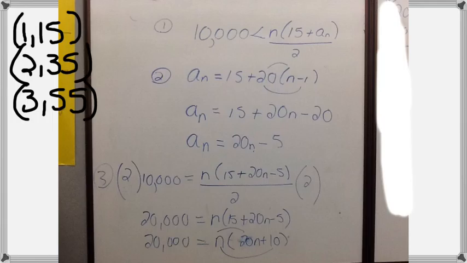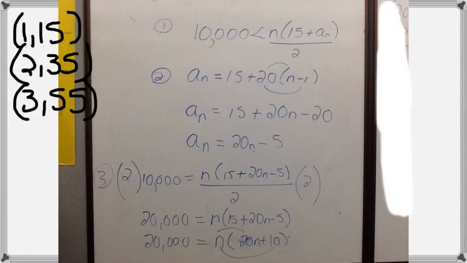Okay, so the first thing I did is, instead of saying over 10,000, I'm saying equal to 10,000, and I'm using the summation formula for arithmetic sequences, which is n times the quantity, first term plus a of n, divided by 2.